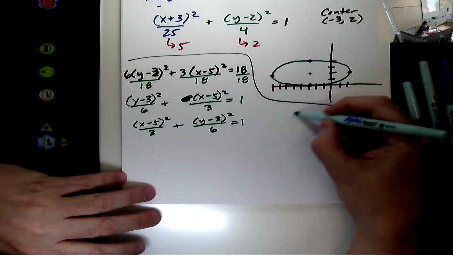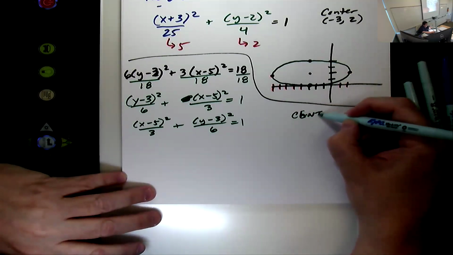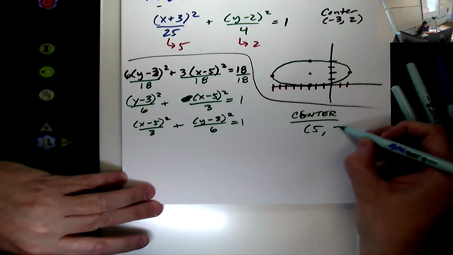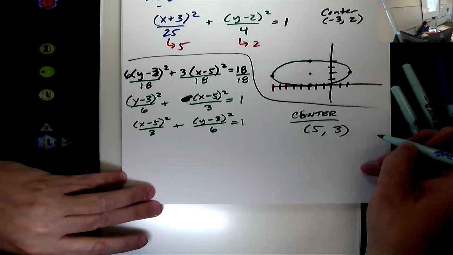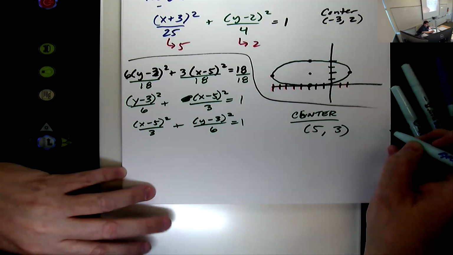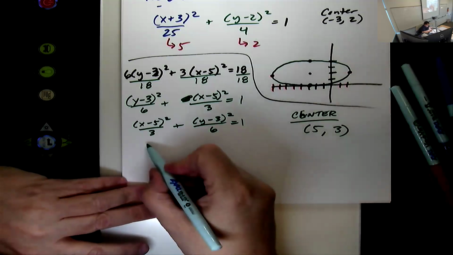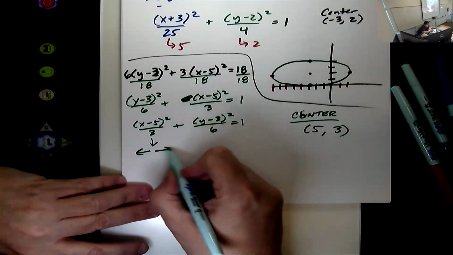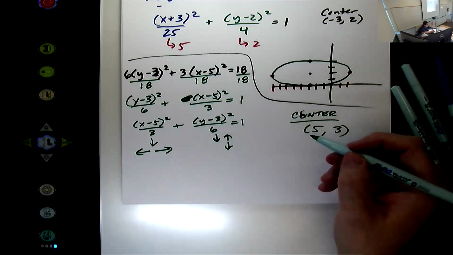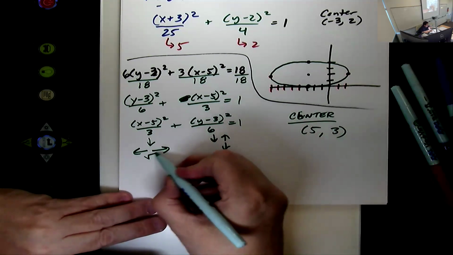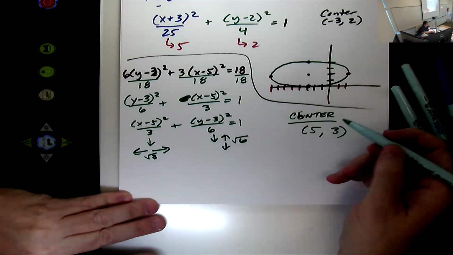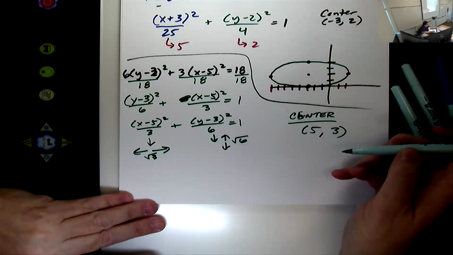Where's my center? 5, 3. You agree, Lauren, Sarah? Yeah. So this value leads to the left and right, and this one leads to the up and down. Oh, it's still square rooted. We still have to take the square root. So the left and right is gonna be the square root of 3, it's like 1.7, and the up and down is gonna be the square root of 6. So graphing this would be a pain to do.